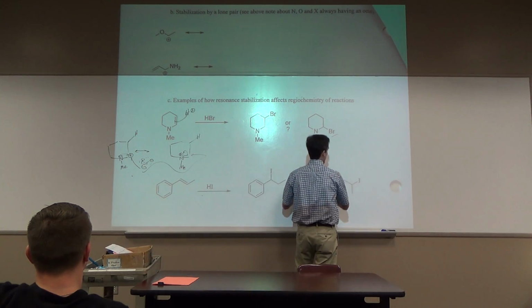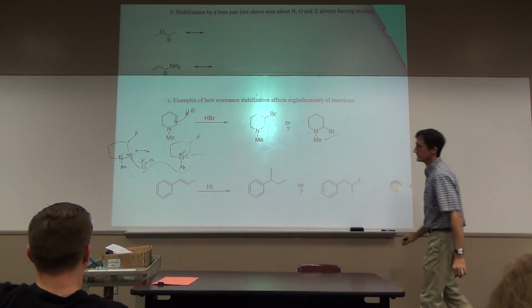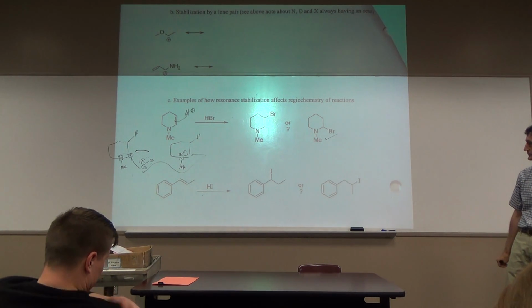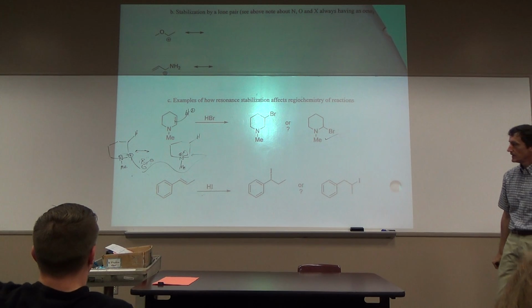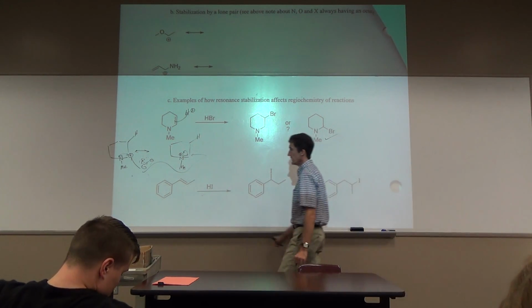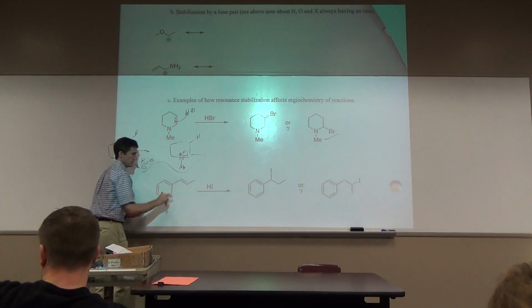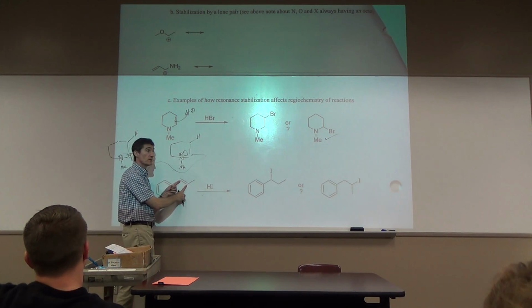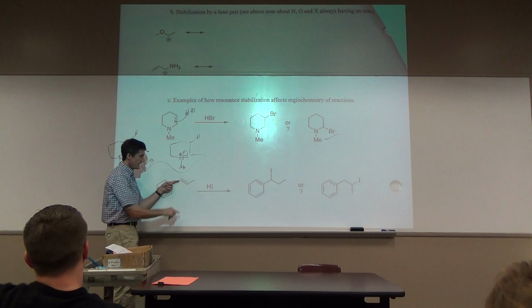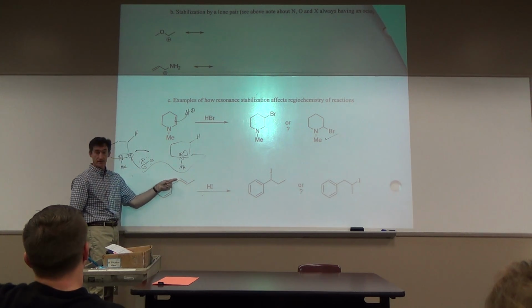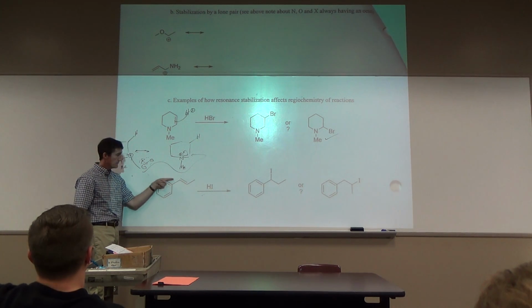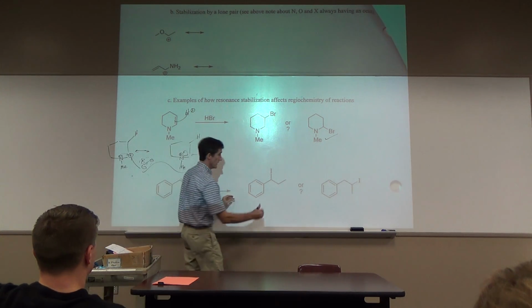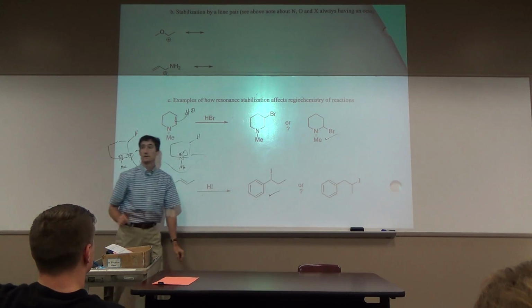So, that's the one you're going to get. Yeah? How about below? Which product are we going to get? Would you rather make the cation on the left or right? They'll both be secondary, but is there anything else going on? A cation here would be a benzylic cation. We can do that resonance. A cation here is much better than there. We're going to get this product here.